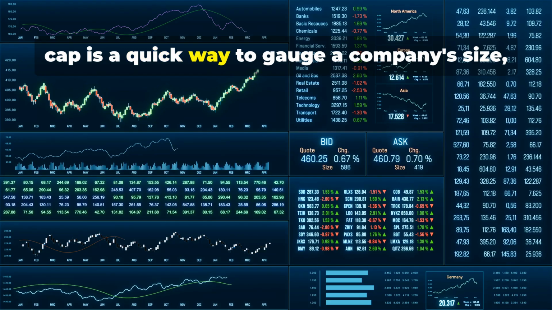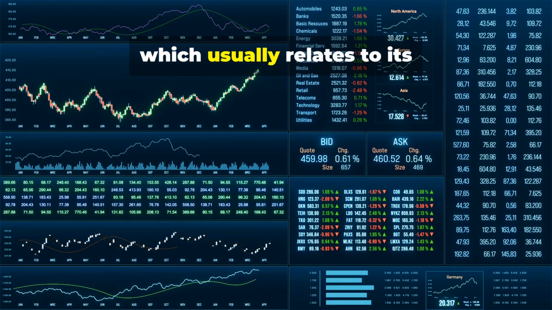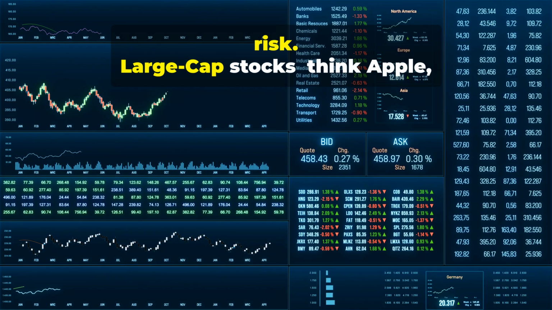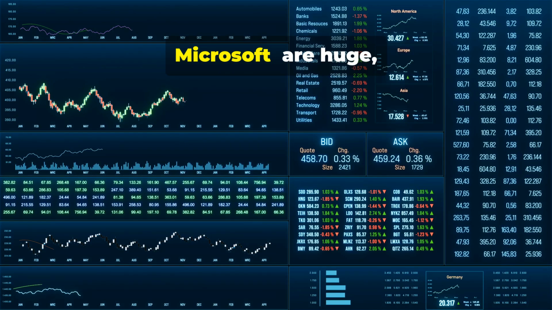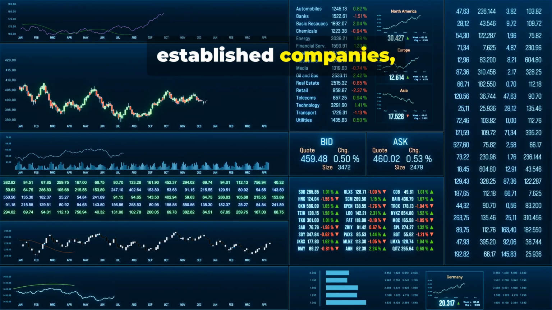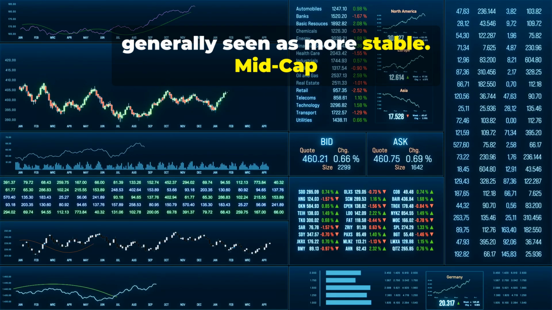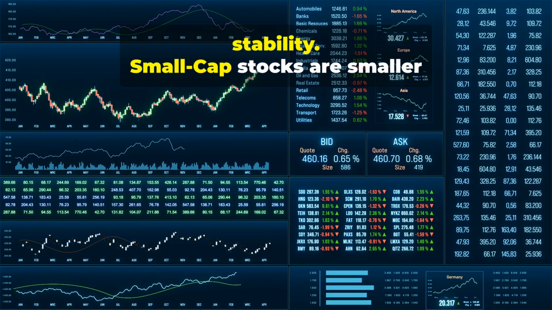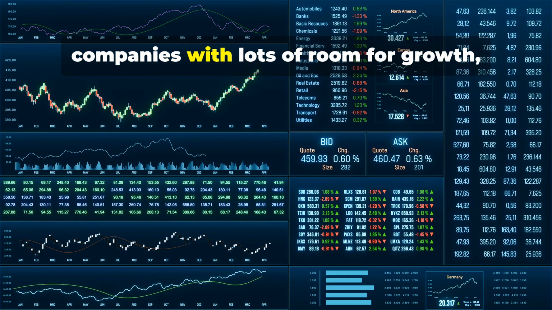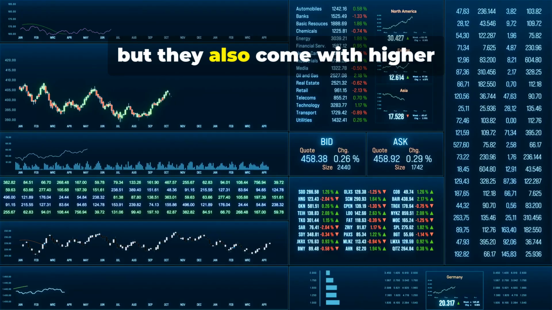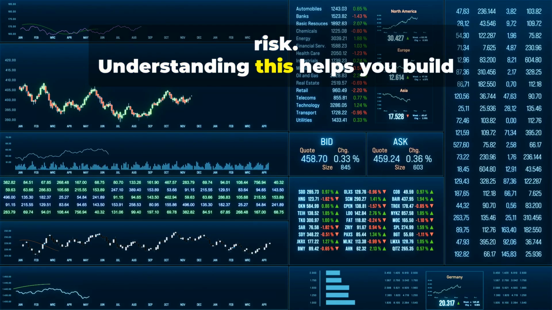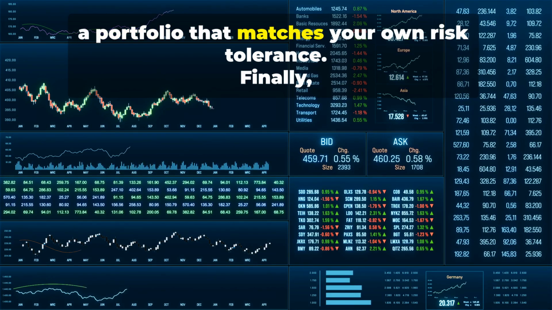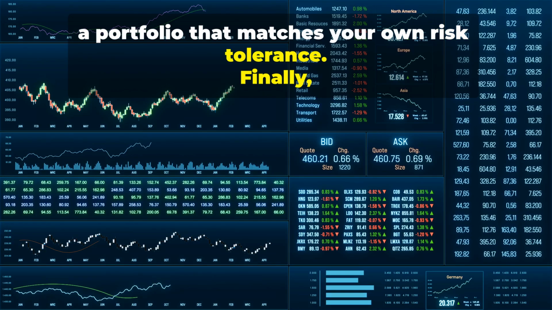Market cap is a quick way to gauge a company's size, which usually relates to its risk. Large cap stocks, think Apple, Microsoft, are huge established companies, generally seen as more stable. Mid-cap stocks are in the middle, offering a potential mix of growth and stability. Small cap stocks are smaller companies with lots of room for growth, but they also come with higher risk. Understanding this helps you build a portfolio that matches your own risk tolerance.